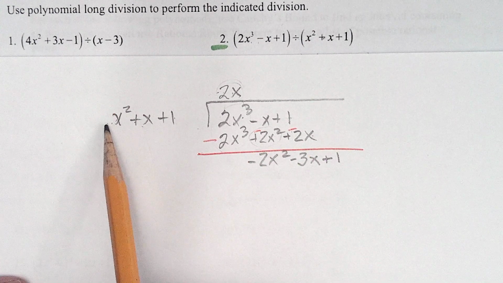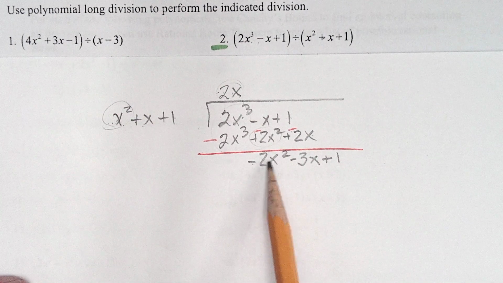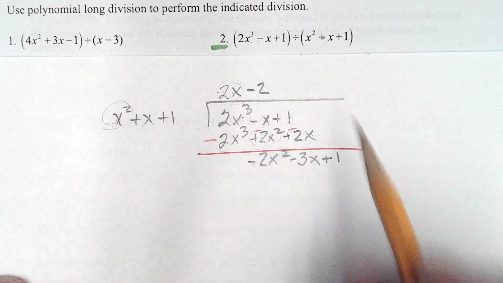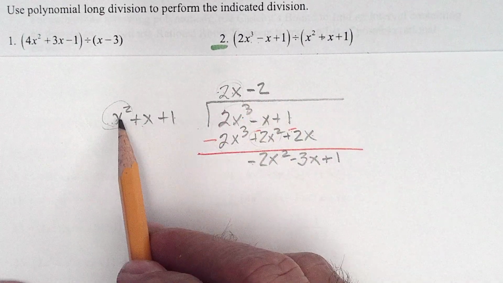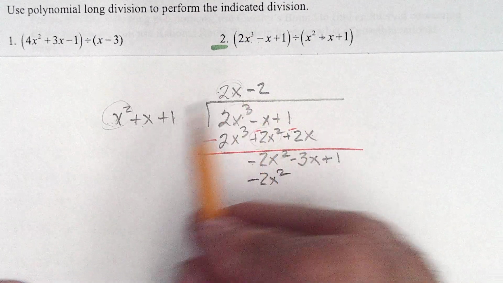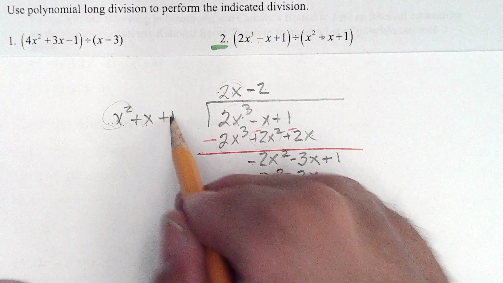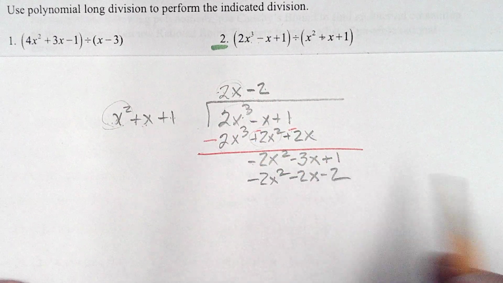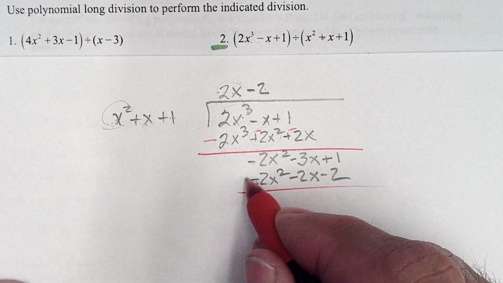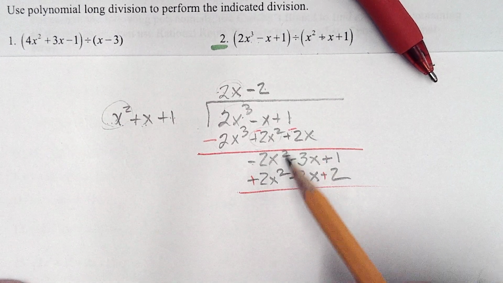Now I got to figure out, what do I take x squared times to get negative 2x squared? I think I have to multiply by negative 2. Negative 2 times x squared is negative 2x squared. Negative 2 times x is negative 2x. Negative 2 times 1 is negative 2. Don't forget to draw the line, change the signs, and add like terms.